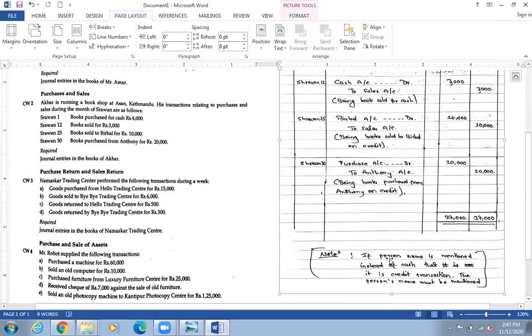So here it is written that if the person's name is mentioned instead of cash, then it is a credit transaction, and the person's name must be mentioned. So instead of cash, if it is not cash, what to write? The person's name. Okay, I have already explained that. Please write it in your notes also at the side.